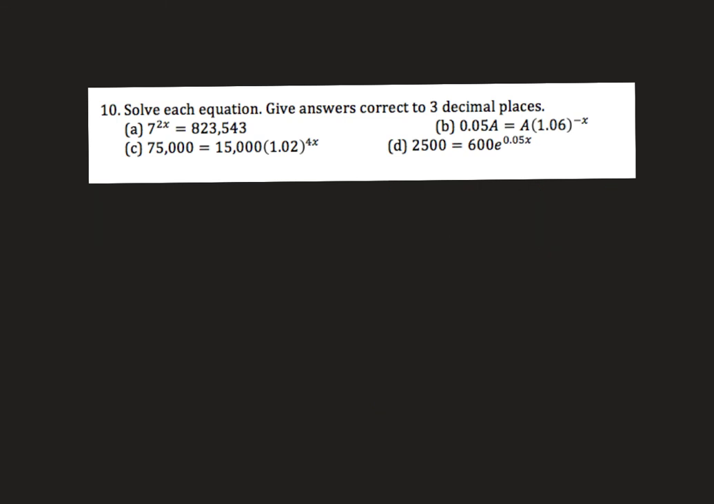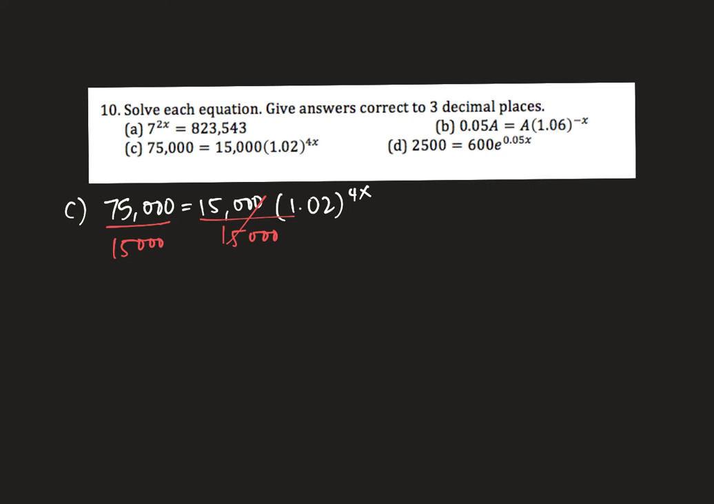C and D now. 75,000 is equal to 15,000 times 1.02 raised to 4x. We already know we want to just be isolating x. So first thing I'm going to do is move this 15,000 to the other side by dividing it. $75,000 divided by 15,000 is 5. So we have 5 is equal to 1.02 raised to 4x.